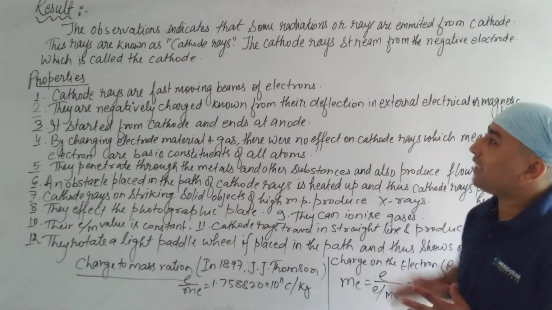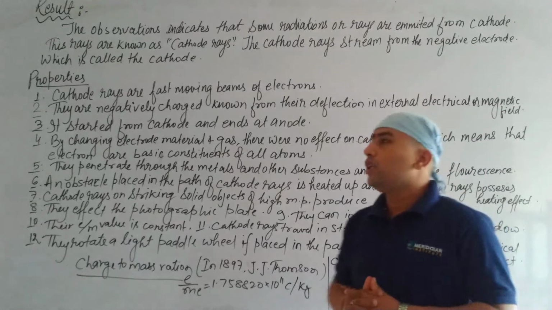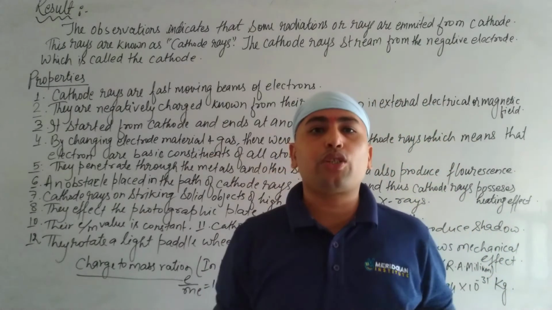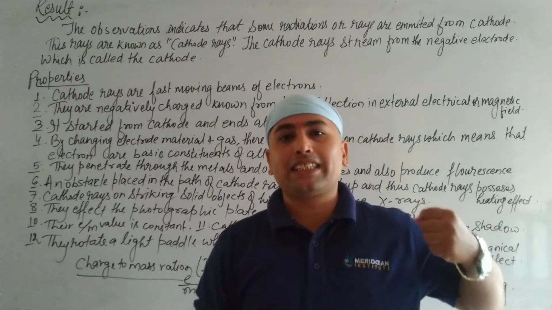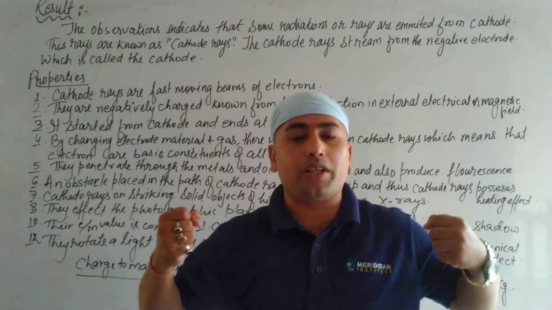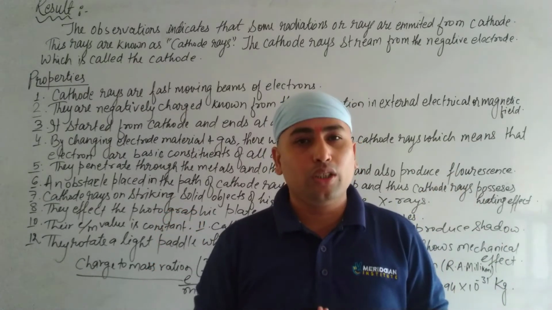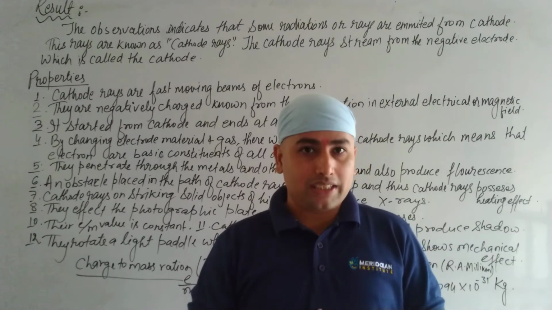These rays stream from the negative electrode, which is called the cathode. As I have already shown you, in that evacuated test tube, one electrode is the cathode and another electrode is the anode, and these rays were developed from the cathode. So that's why these rays were known as cathode rays.